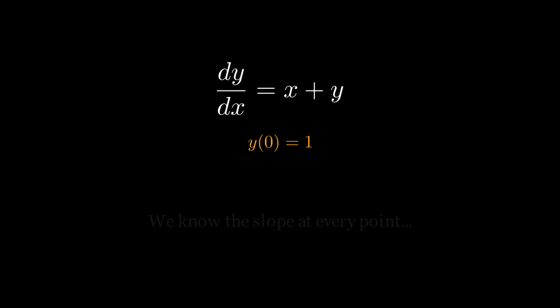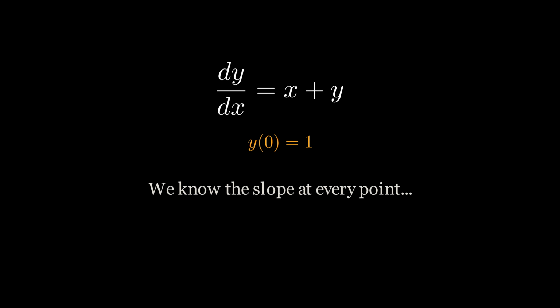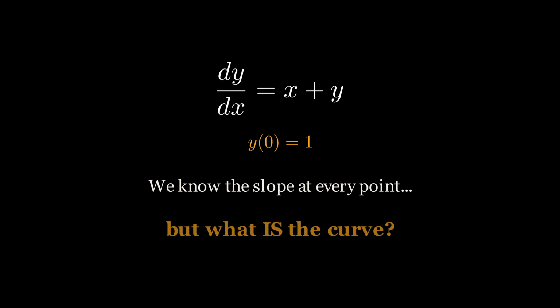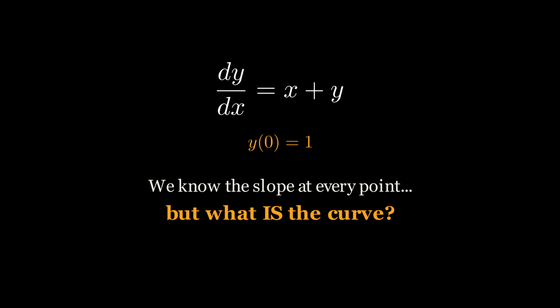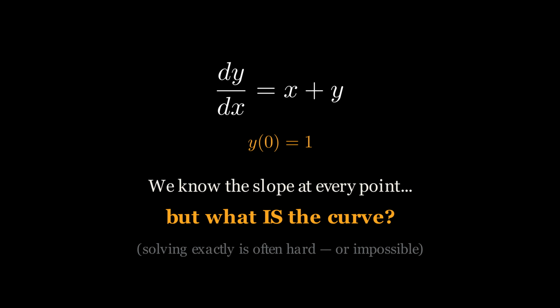Here's the setup. A differential equation, dy by dx equals x plus y, and the starting point, y of 0 is 1. The equation hands you the slope at any point you like, but it never tells you the curve directly. We want to trace that curve. Let's see the slopes first.